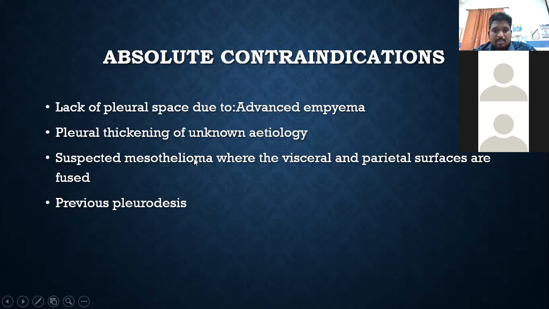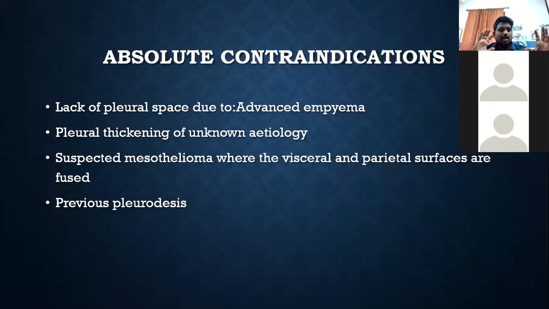That is also there. Suspected mesothelioma, where the visceral and parietal pleura are fused. In mesothelioma, we always have to be very careful, because sometimes what will happen is what we call a frozen chest. There are different conditions that give a frozen chest, and mesothelioma is one of them.